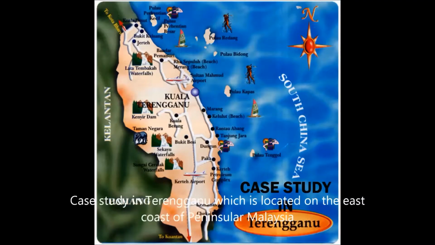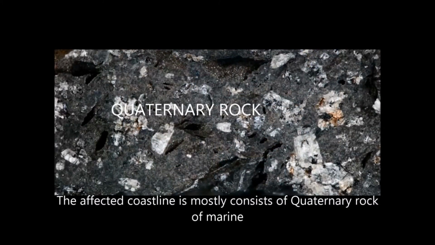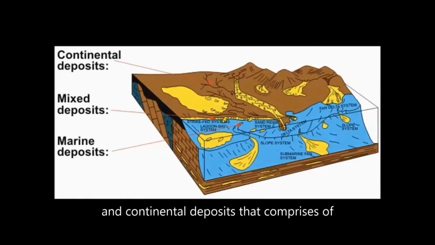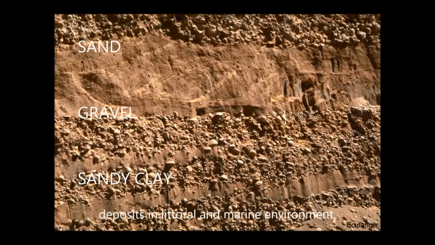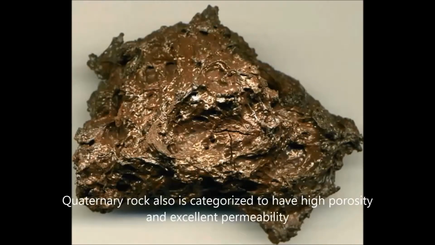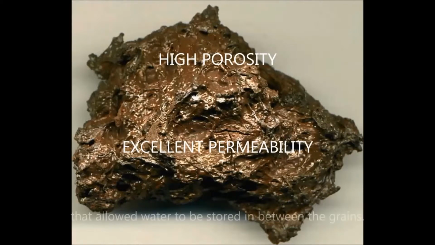Case study in Terengganu, which is located on the east coast of Peninsular Malaysia, having a coastline bordered by the South China Sea and stretching 225 km from Besut to Kemaman. The affected coastline mostly consists of quaternary rock of marine and continental deposits that comprises sand, gravel, and sandy clay deposits in littoral and marine environments. Quaternary rock is also categorized as having high porosity and excellent permeability that allow water to be stored between the grains.